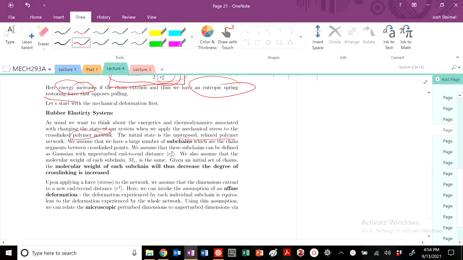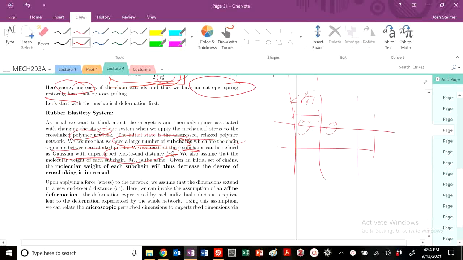we have basically a large number of subchains, so segments between our cross-linking points. So we're going to assume we have a lot of these types of segments here, and each of these segments, or subchains, what we're going to call them, can again be defined as Gaussian, with some unperturbed distance between our chain ends. So this distance here is going to be described on average as our R naught squared.